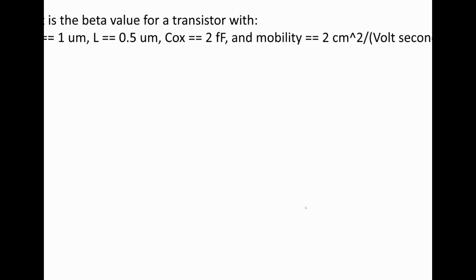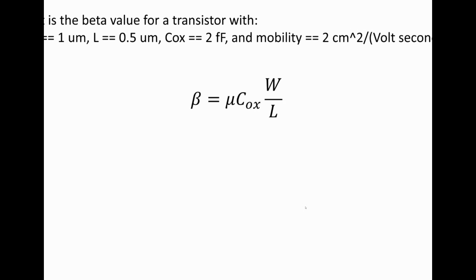What's the beta value for a transistor with width equals 1 micron, length equals ½ micron, capacitance of the oxide 2 femtofarads, and mobility equals 2 centimeters squared over volt seconds. Yeah, the mobility unit is kind of crazy. So pretty much it's just the width over the length, which is 2, multiplied by the capacitance multiplied by the mobility. So you just take the ratio of width to length and multiply it by the other two numbers. So it's 2 times 2 times 2 is 8.